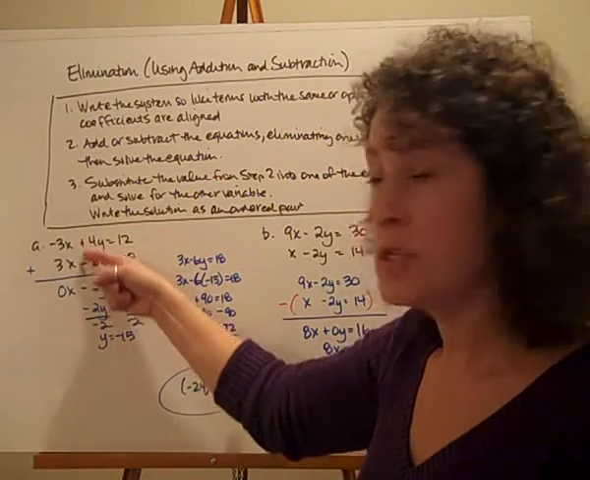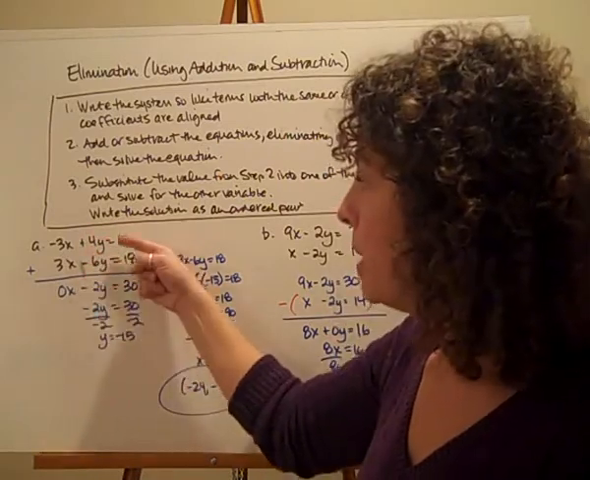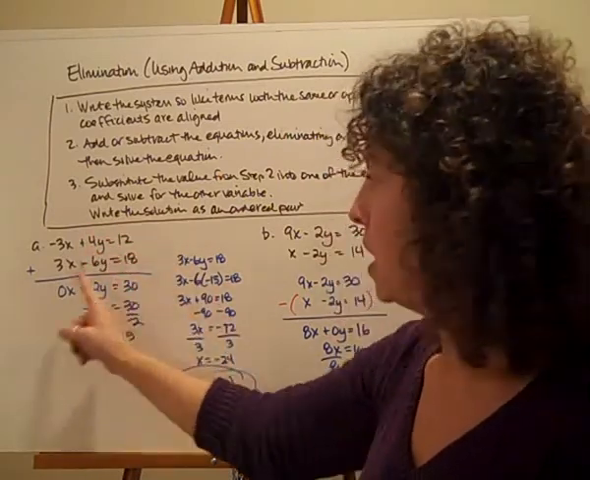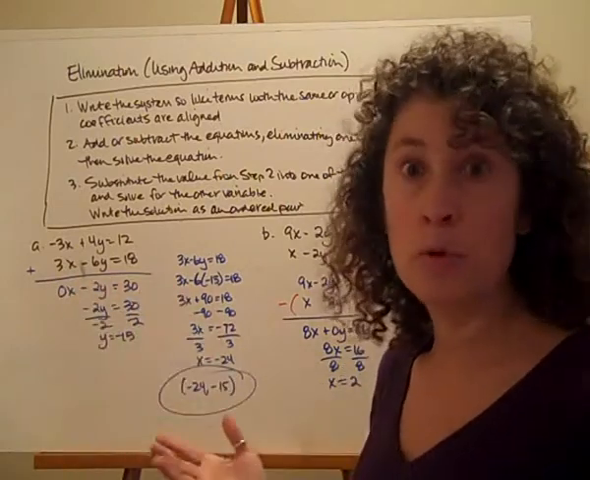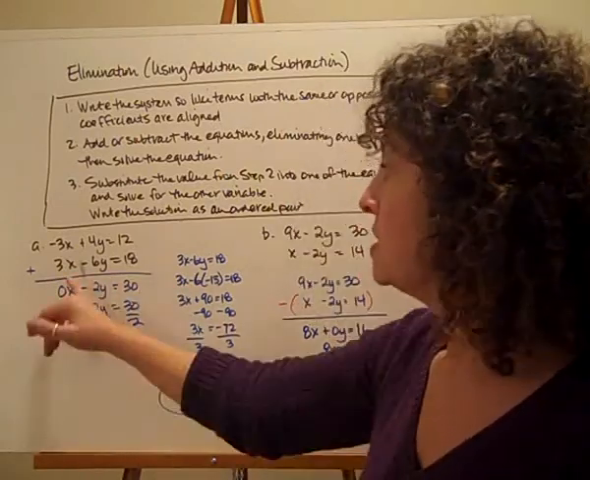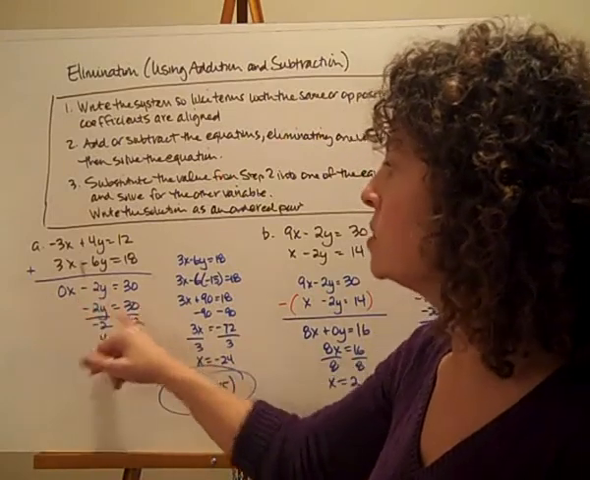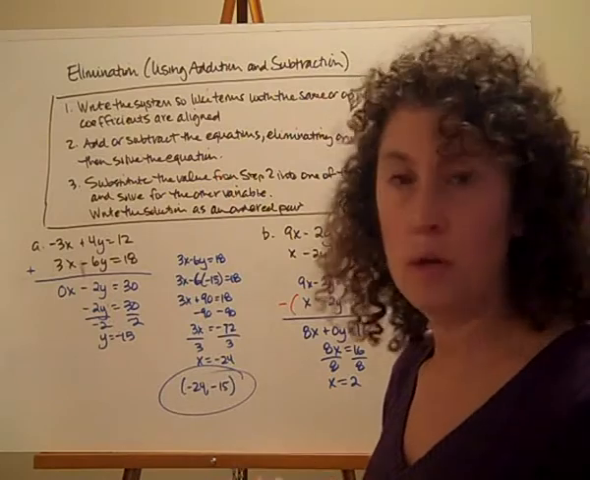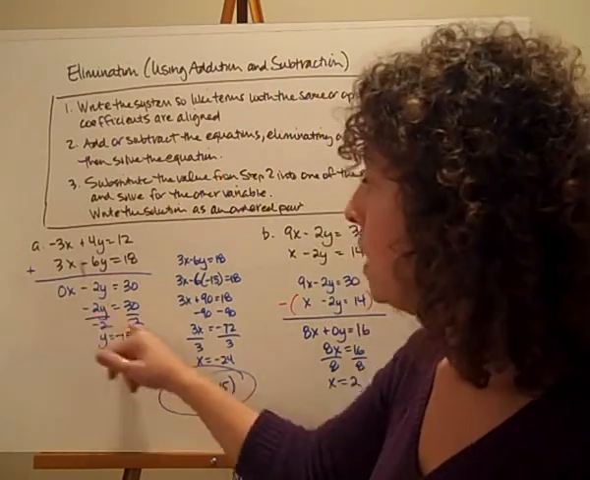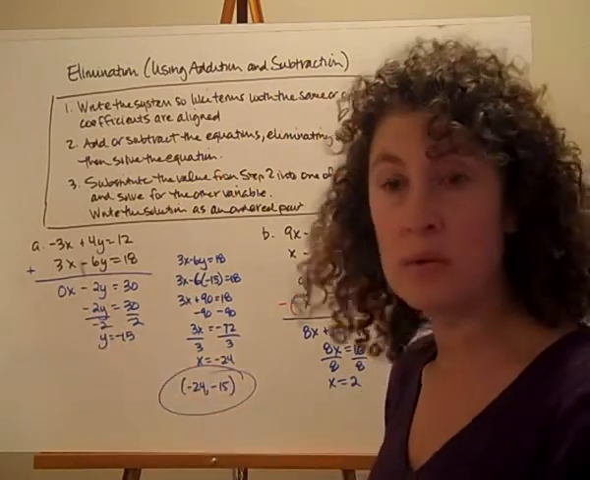Notice my operations end up in the same spot, my equal sign ends up in the same spot: x term, y term, constant. Now 0x is beautiful. That's exactly what we want to have happen. So I end up with negative 2y equals 30. Notice my x value was eliminated. That's the whole goal here, to make one of the variables go away. I'm going to divide both sides by negative 2. I get y equals negative 15.